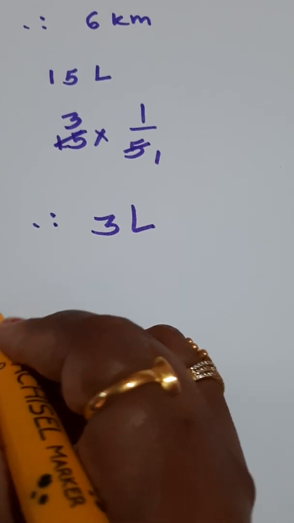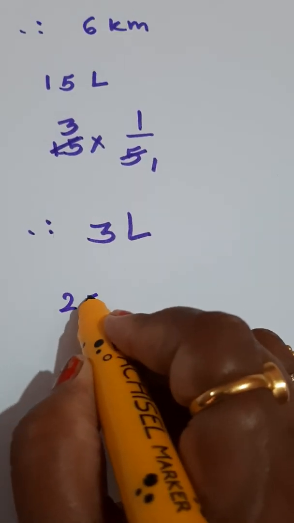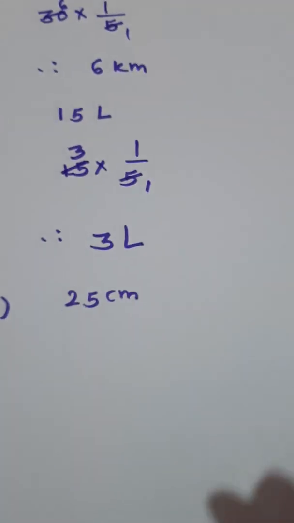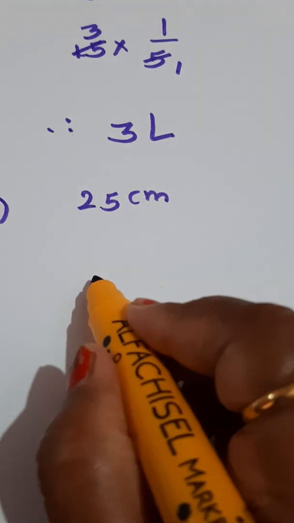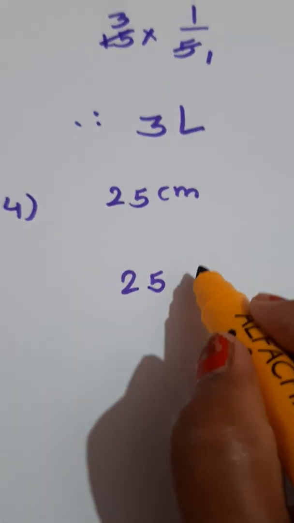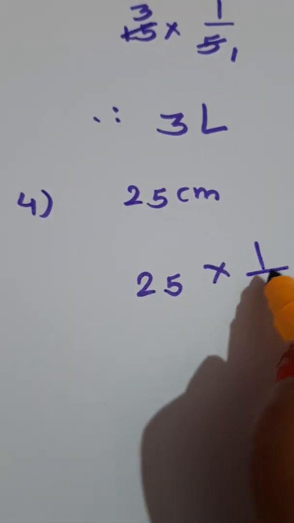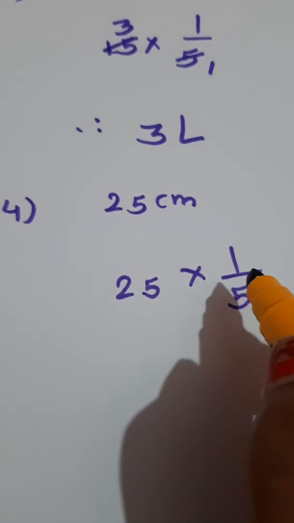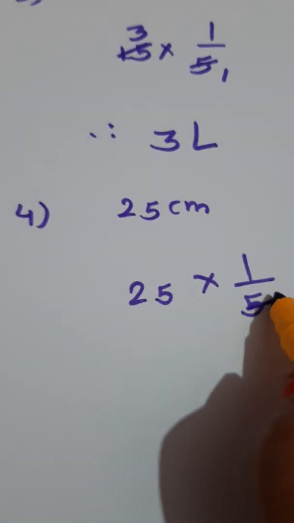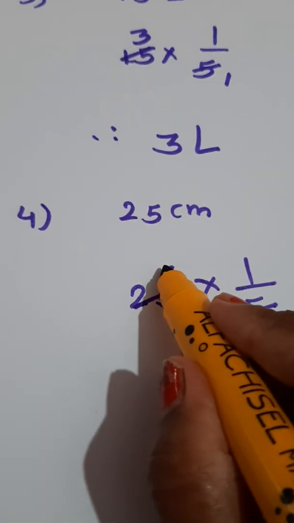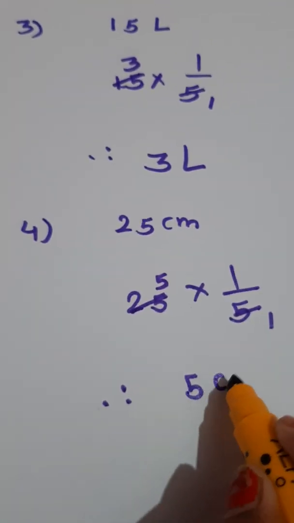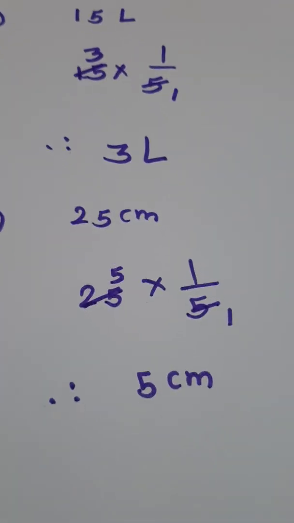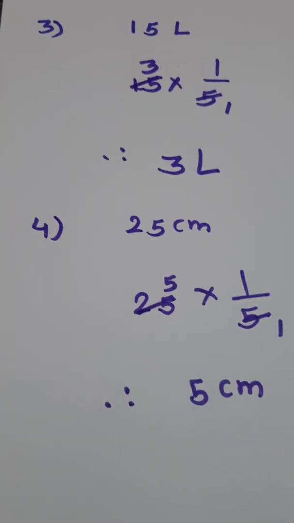Next one, 25 centimeters. The same question again. What is 1/5 of 25 centimeters? 25 into 1/5. You know 5 5s are 25. So 5 1s are 5, 5 5s are 25. Therefore 1/5 of 25 centimeters is 5 centimeters.